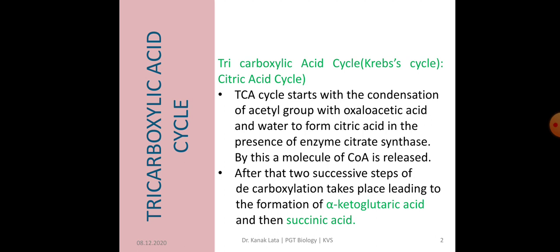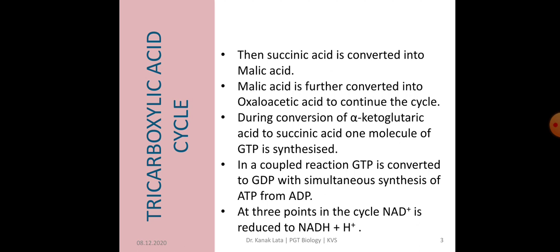Then it is followed by two successive steps of decarboxylation, which leads to the formation of alpha ketoglutaric acid and succinic acid. After that, succinic acid is converted into malic acid, and malic acid is further converted into oxaloacetic acid to continue the cycle. During conversion of alpha ketoglutaric acid to succinic acid, one molecule of GTP is synthesized. In a coupled reaction, GTP is converted into GDP with simultaneous synthesis of ATP from ADP.